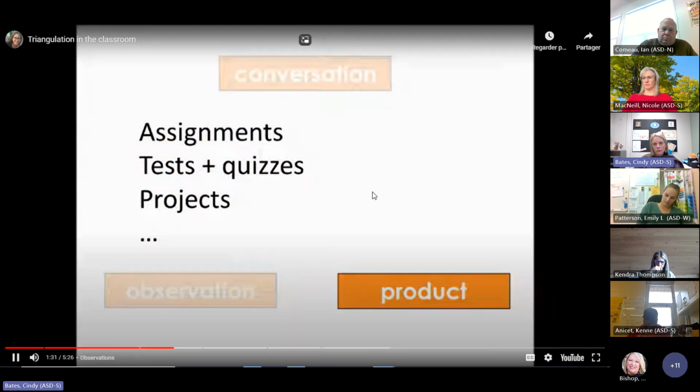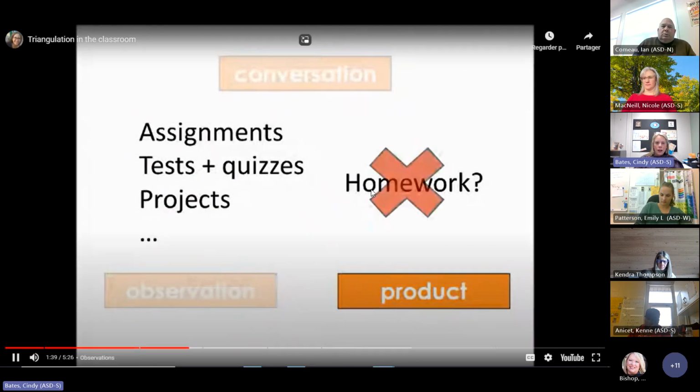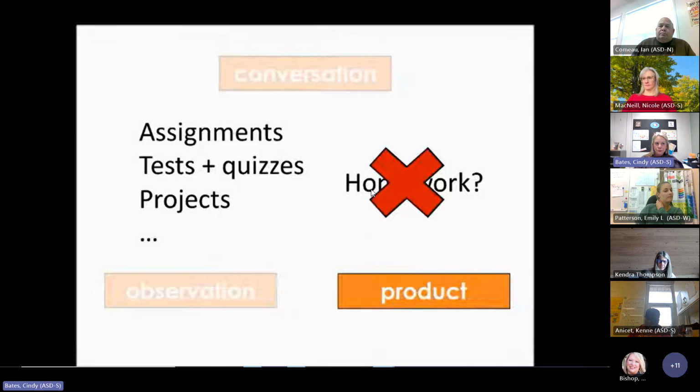But I think that idea of, could this be something that we give for homework? What do you think about that? Is it fair to assess something that's being given for homework? My gut feeling is that no, because you're not really there to observe them as they're doing that homework. So it wouldn't really be a fair assessment. You're only seeing one piece of the puzzle.